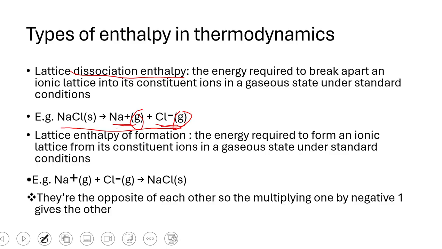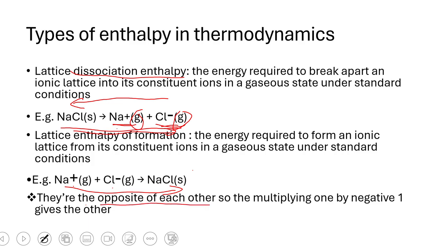So the lattice enthalpy of formation is the energy required to form an ionic lattice from its constituent ions in gaseous states under standard conditions. So it's the exact opposite of the lattice dissociation enthalpy. So instead of going this way, the formula will go the other way. So this will be the formula. You are forming an ionic lattice from its constituent ions in gaseous state under standard conditions. So as written here, they are the opposites of each other.